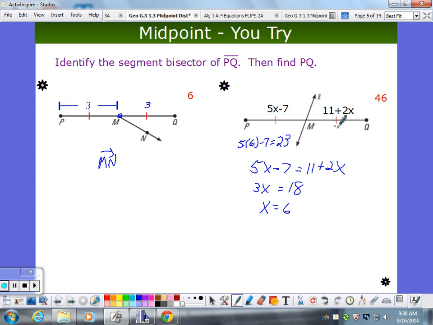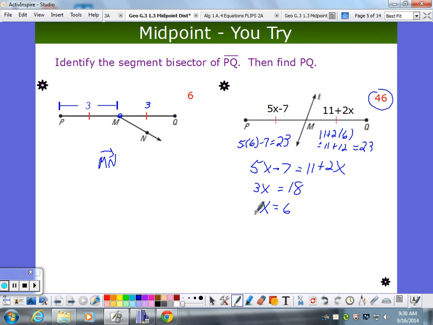I'm actually going to do it again on this one. This one should be 23 as well. This is just a check on myself. So I'm getting 23, yeah, awesome. So what's the answer to the question? The whole thing, 23 plus 23 is 46.